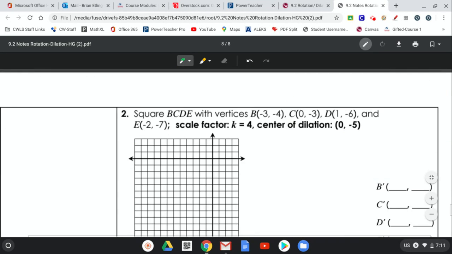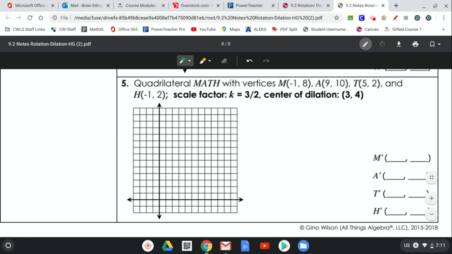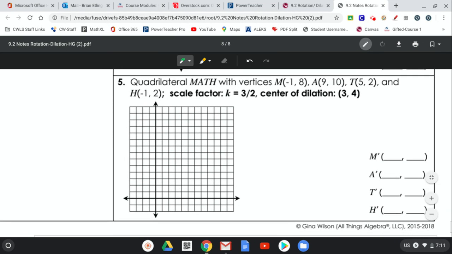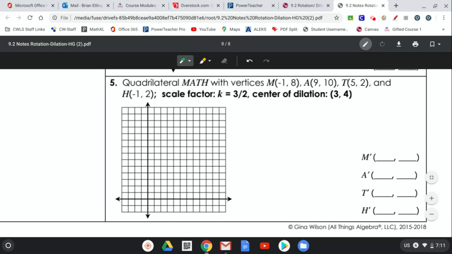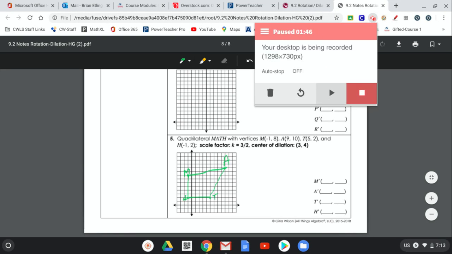So guys, I really just want to do probably the trickiest one. So I want you to try the rest of them on your own, 1 to 4. But we're going to do number 5 together. All right, so we have this quadrilateral math. Okay, so give me 1 second here, and I'm going to plot the coordinates. I don't want to waste your time on this video with me plotting.